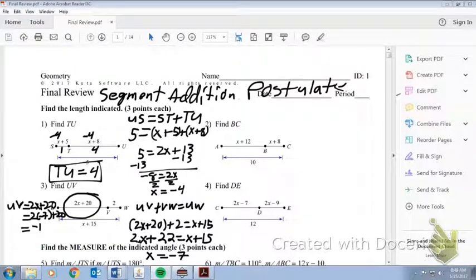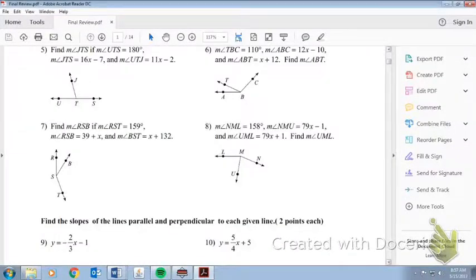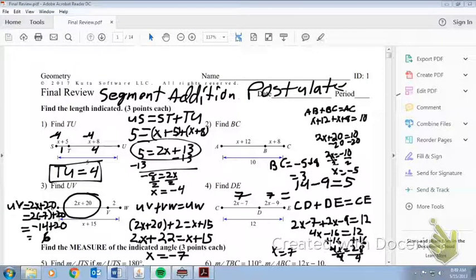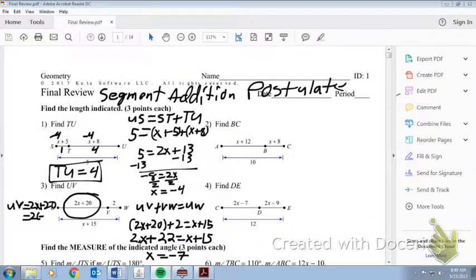So we get 2 times negative 7. That's negative 14 plus 20, so we have UV equals 6. So what we can do now, we have 6 plus 2 is 8, so we should be able to plug that negative 7 in down below and get 8. Negative 7 plus 15 is 8, so we know we did it correctly.